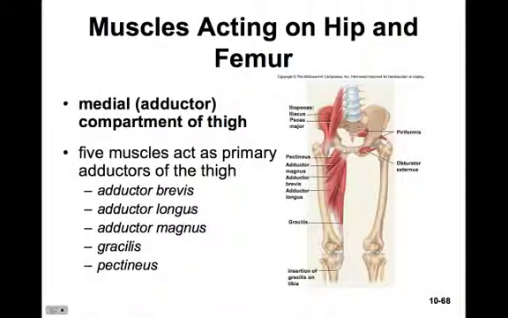In the adductor or medial compartment of the thigh, there are 5 muscles. We see adductor brevis, adductor longus, adductor magnus, gracilis, and pectineus. Now we do need to know each of these muscles. We can see pectineus here, adductor magnus right next to it, adductor brevis right next to that, and adductor longus. All of these are involved in adducting the thighs.